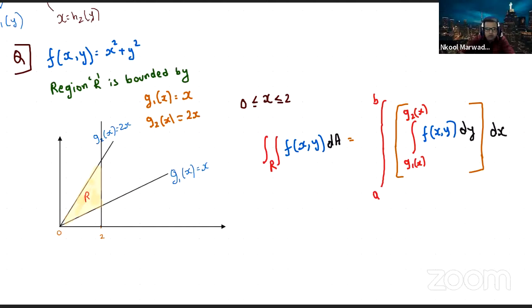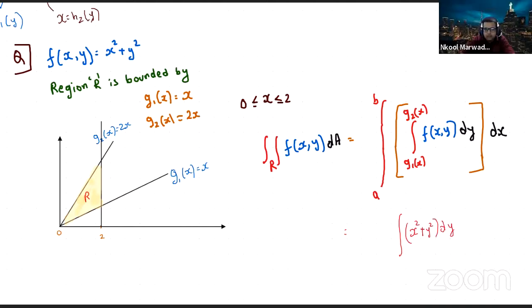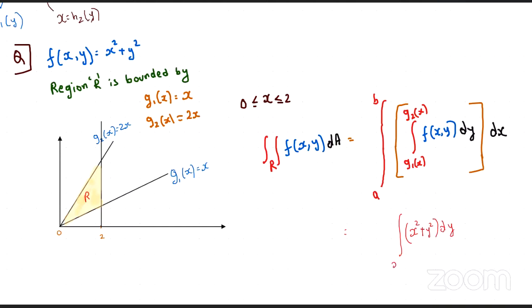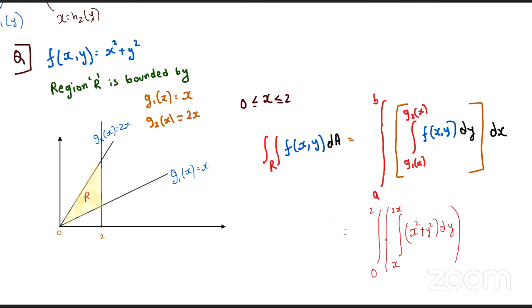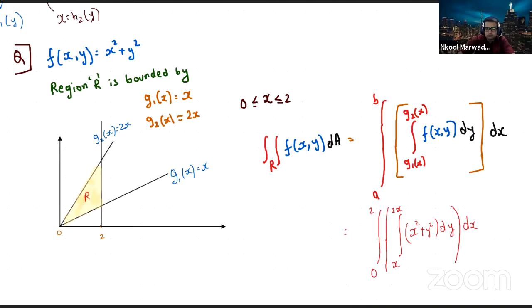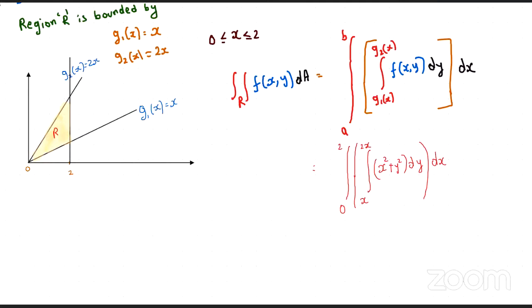Now the formula, the answer which we will get, the solution. So first I will integrate the function x square plus y square with respect to y, with limits x to 2x. And whatever answer I get, I will once again integrate with respect to x, from 0 to 2, with respect to dx.